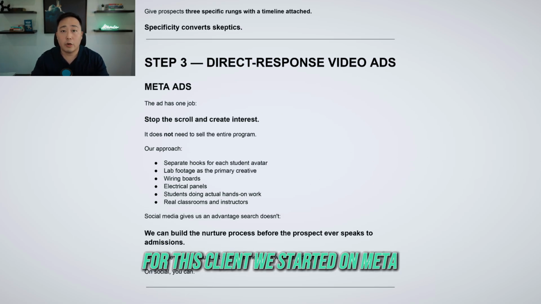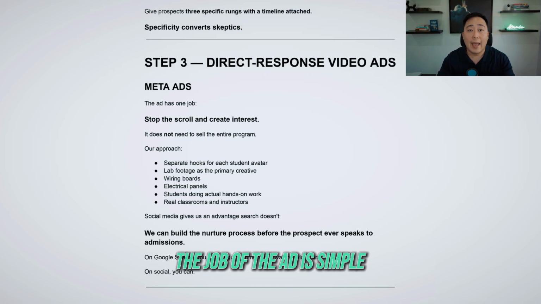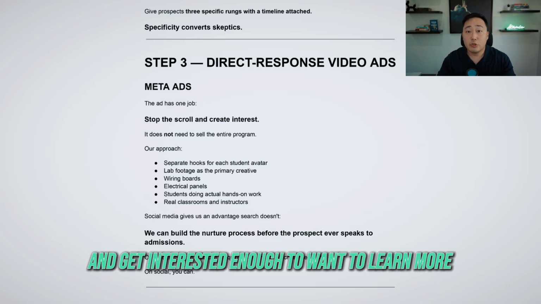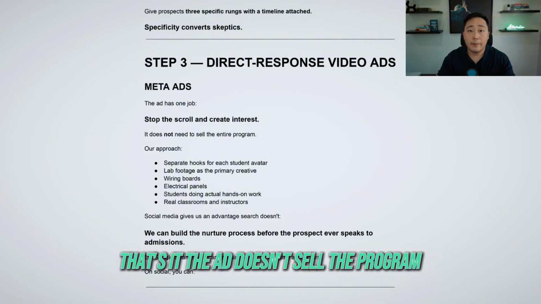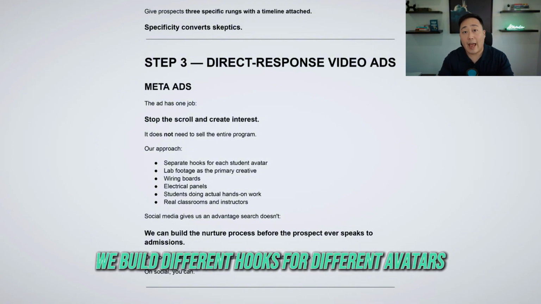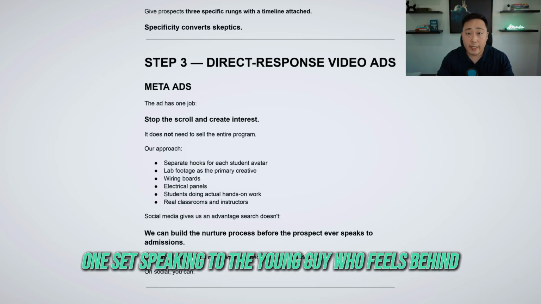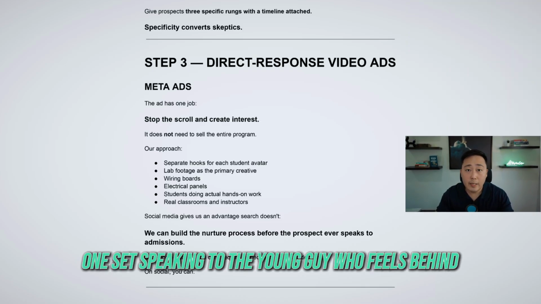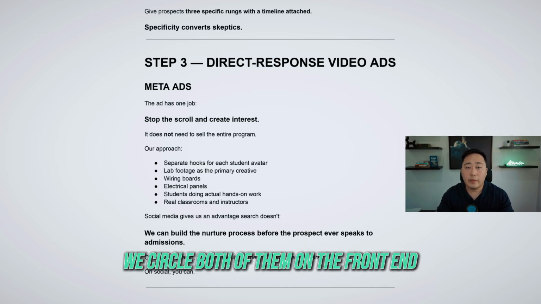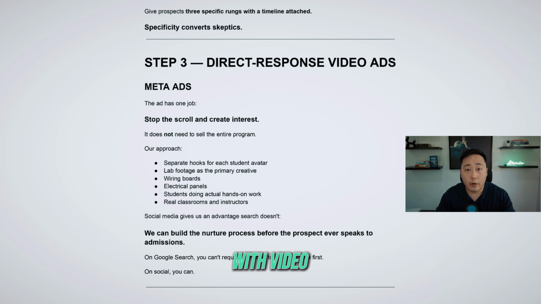Step 3, we take all of that into the ads. For this client, we started on Meta. The job of the ad is simple. Get the right person to stop scrolling and get interested enough to want to learn more. That's it. The ad doesn't sell the program. The ad buys attention. We build different hooks for different avatars. One set speaking to the young guy who feels behind. One set speaking to the career changer who's capped. And we circle both of them on the front end with video.